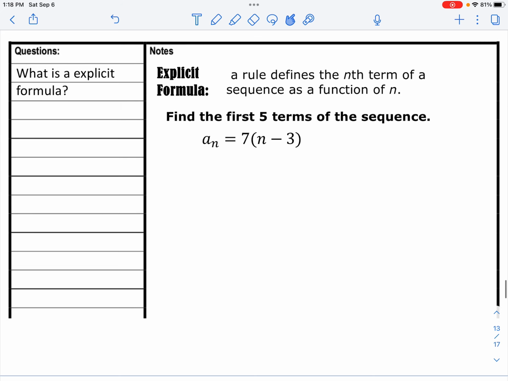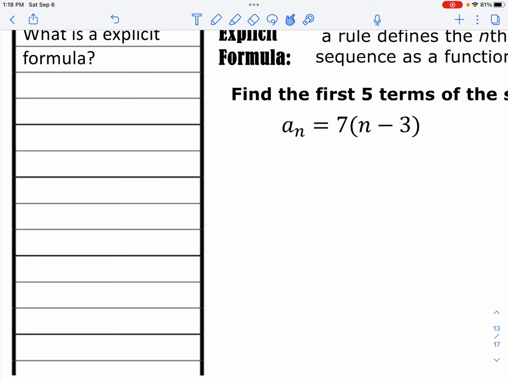Okay, explicit formulas are a little bit easier. You can just go right to the term that you want. Explicit formula is a rule that defines the nth term of a sequence as a function of n. So you just put a 1 in, a 2 in, a 3 in, a 4 in, a 5 in, whatever term you want in for n, and it'll tell you what it is. You don't need previous terms. So we need to still find the first 5 for this.